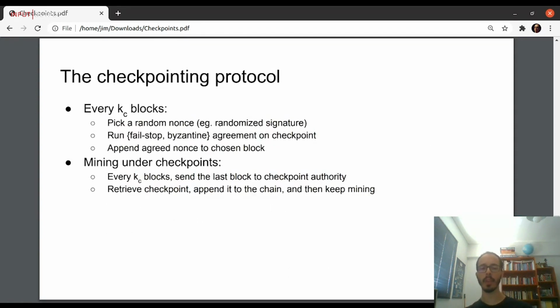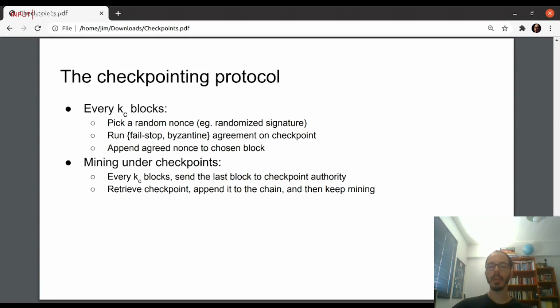So how do we implement the checkpoint functionality? The way we do it is pretty simple. We assume a service which runs among some clients, and the service goes as follows. The clients pick a random nonce. Everybody picks a random nonce, and that might be a signature, for example, a randomized signature on a block.